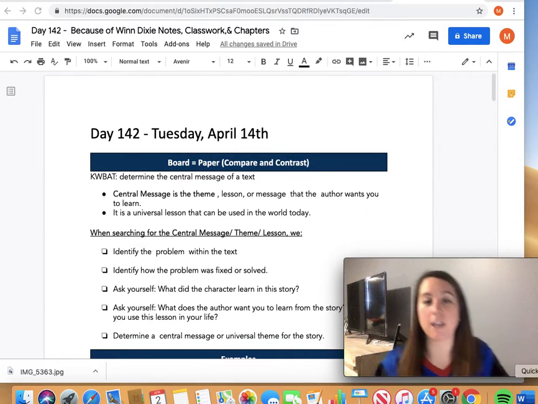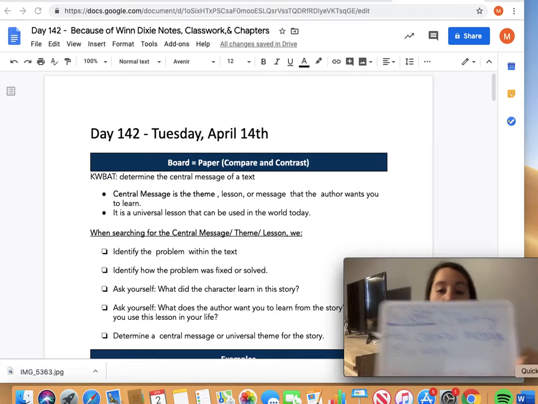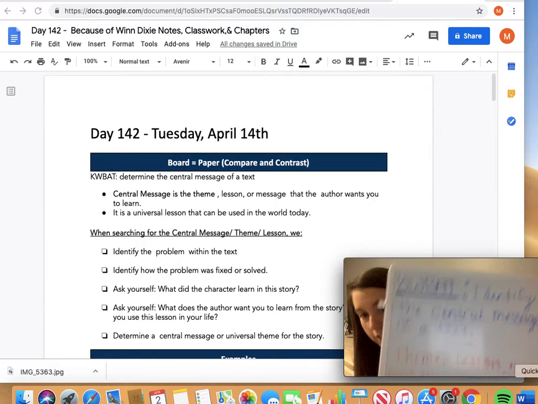So today we are going to be reading chapters 13 and 14 of Because of Winn-Dixie. I forgot for a second. So our objective today is to be able to identify the central message of a text.